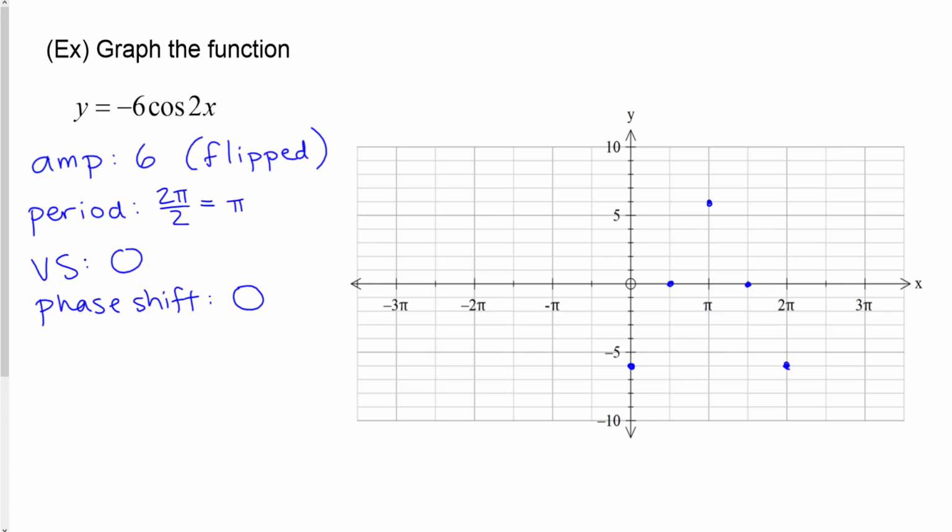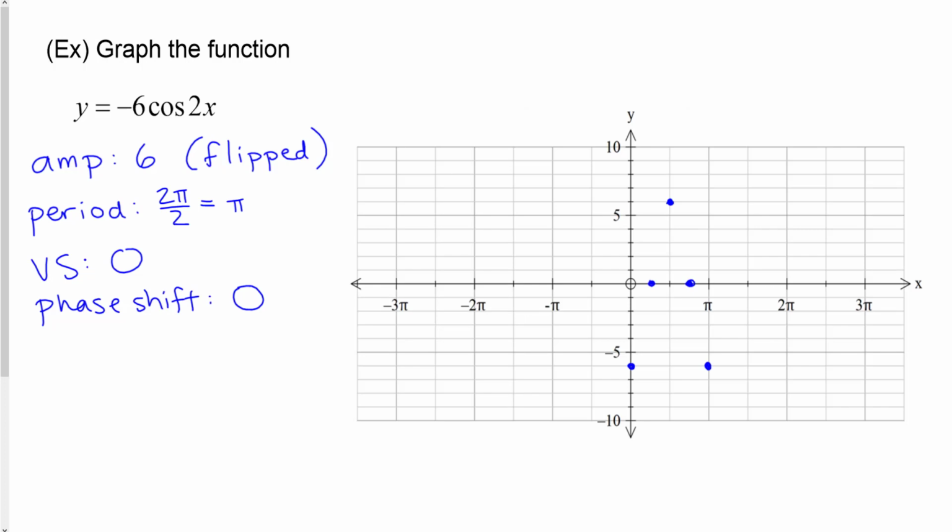So I need to complete this entire cycle by pi, which means I'm still going to start at -6 for 0. But I need to be back at -6 by pi. So halfway in between that interval, I've got to be up at my maximum. So that is, in this case, pi over 2. I would be at my maximum. And then I'm going to be at 0 at pi over 4 and 3 pi over 4.